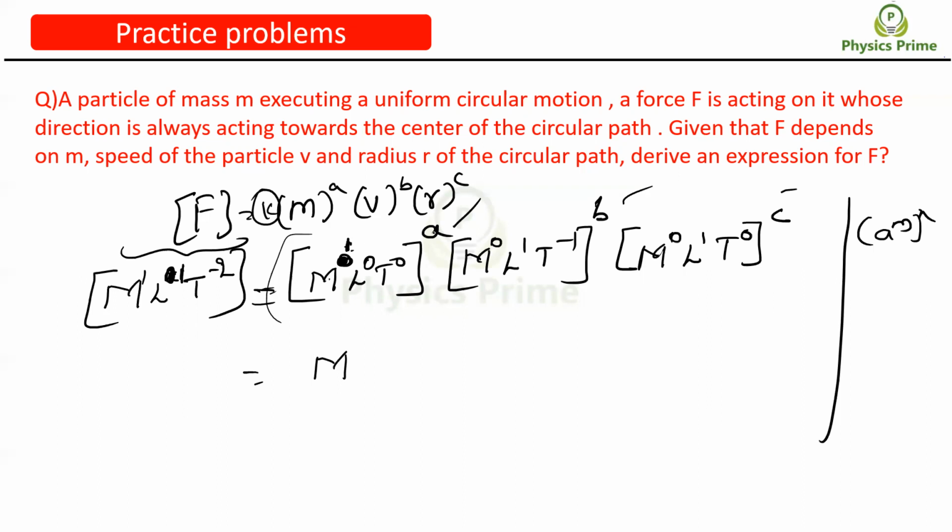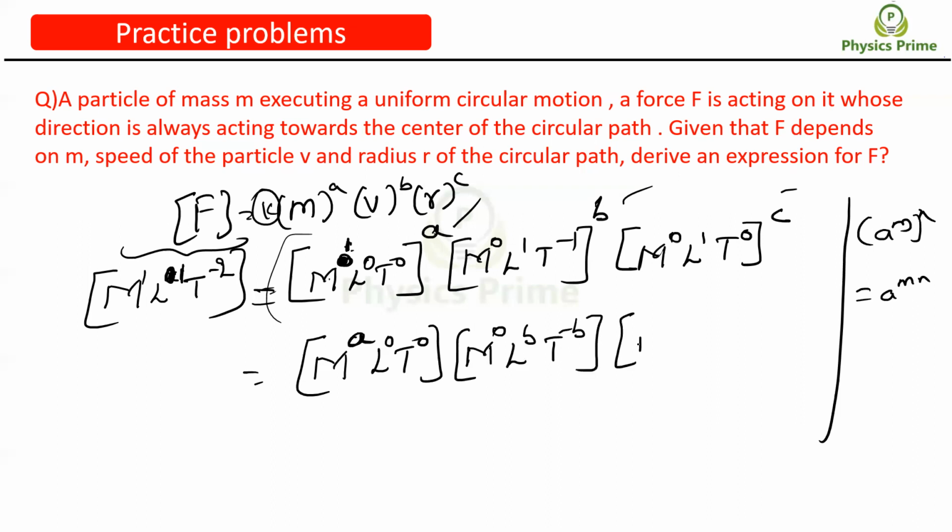Can I write this as 1 into A power M whole power N is A power MN, right? Yes. So can I write this as 1 into A is nothing but A. 0 into A is nothing but 0. So can I write T power 0, like this? M power 0, L power B, T power minus B. Like this, M power 0, L power C, T power 0.